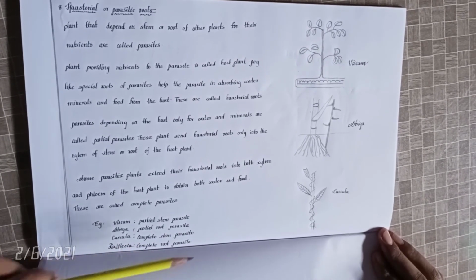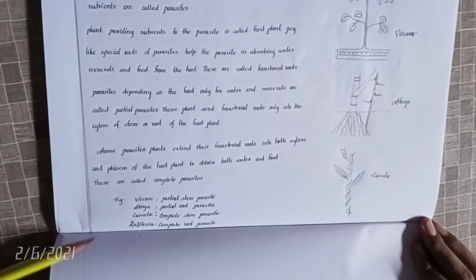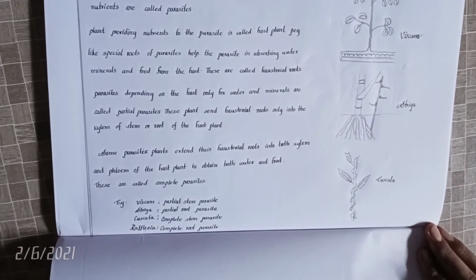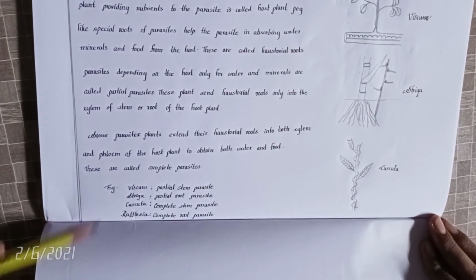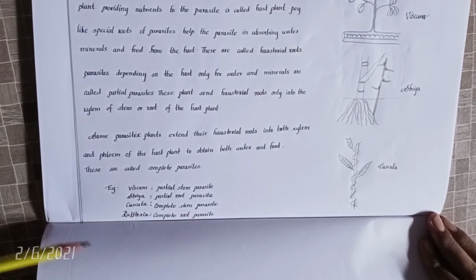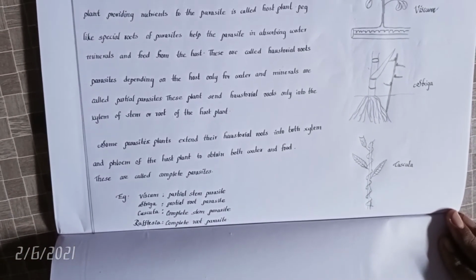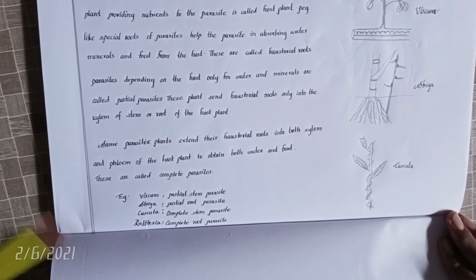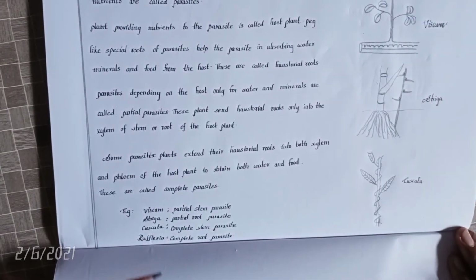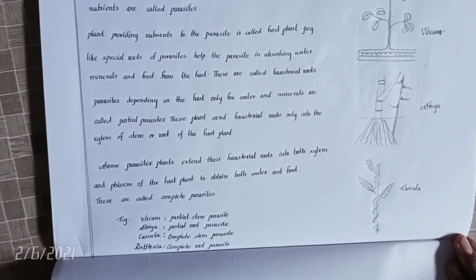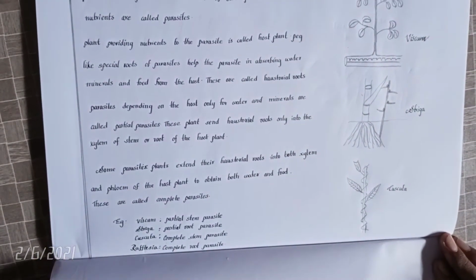What is a complete stem parasite? The parasite that extends into both xylem and phloem tissues of the stem and absorbs water, minerals, and food is called a complete stem parasite. What is a complete root parasite? The roots of a parasitic plant extend the haustorial roots to both xylem and phloem and absorb water, minerals, and food material. This is called a complete root parasite.